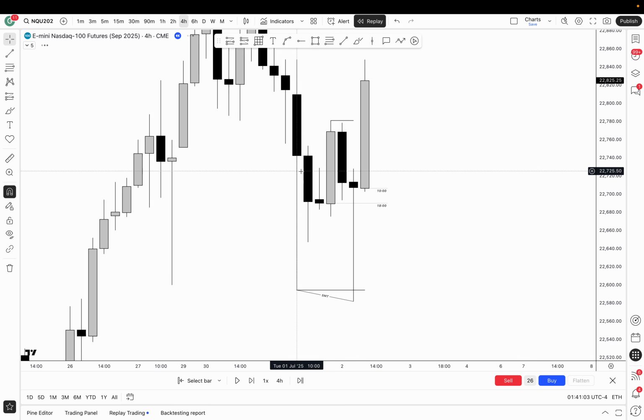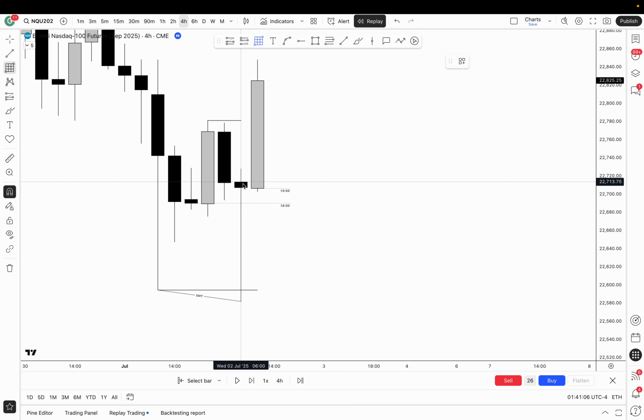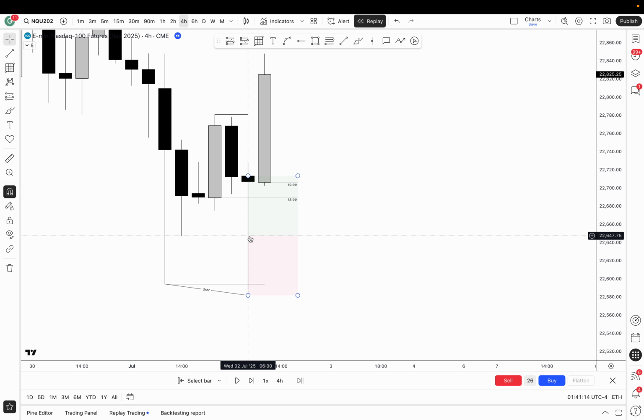But here's how you actually position yourself. You're going to take the opening price of that candle to the low of the candle that you assume to be the reversal. And ideally, you want to enter in the lower half of this candle's range, right? Why? Because you don't know where this candle's going to close, right?